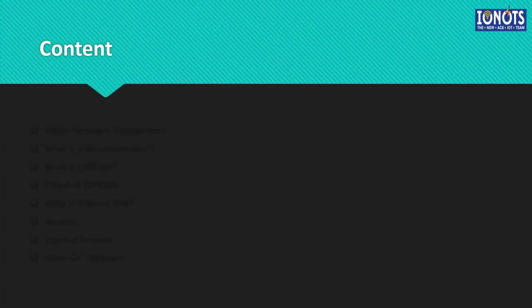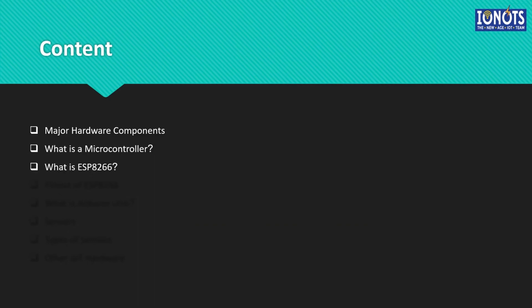Now, following the same layout, we'll first list out the content in order to structure our study. Number 1, we'll study major hardware components. Number 2, what is a microcontroller? Number 3, what is ESP8266? Number 4, the pin out of ESP8266.